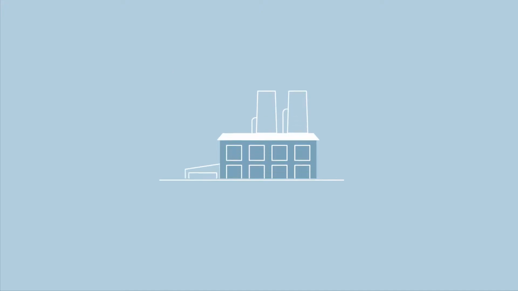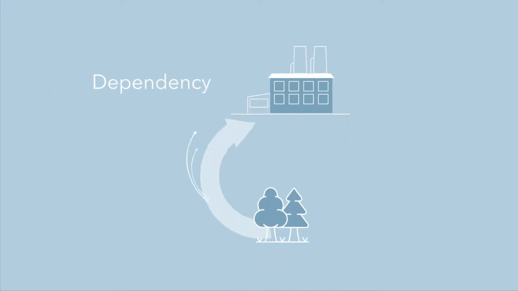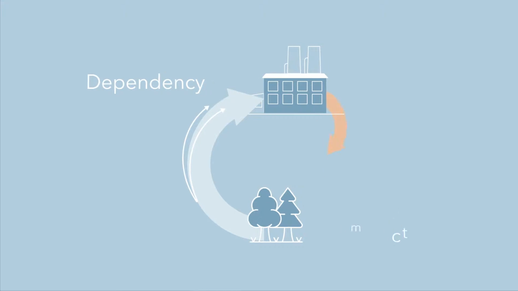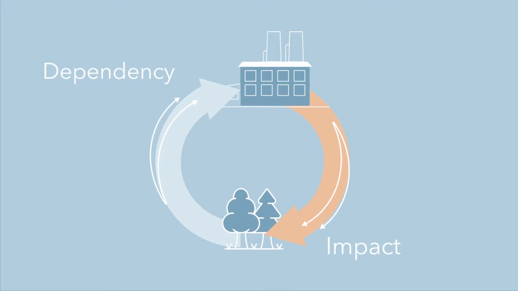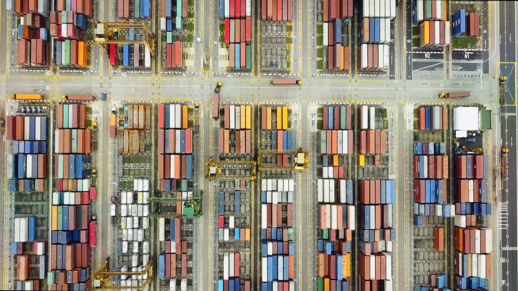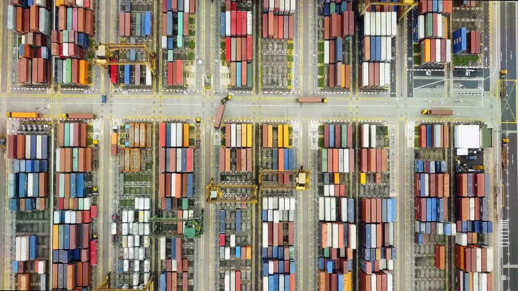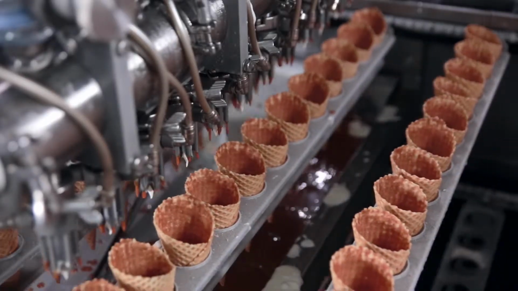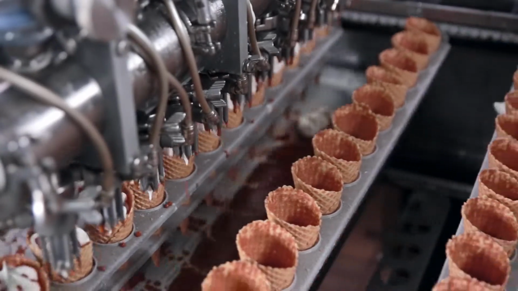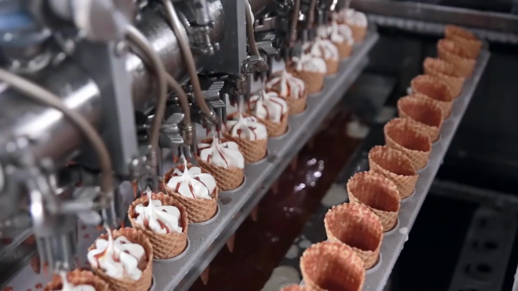A dependency describes how a specific business activity relies on certain resources or capitals. Impacts describe how a specific business activity results in changes to resources or capitals. Dependencies and impacts are going to occur throughout the supply chain, so when selecting metrics, it's important to carefully define the scope and boundaries of material risks.